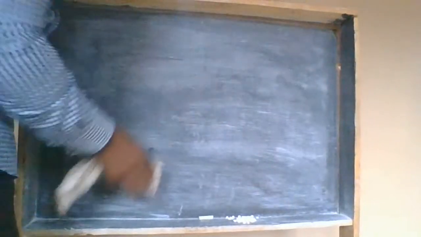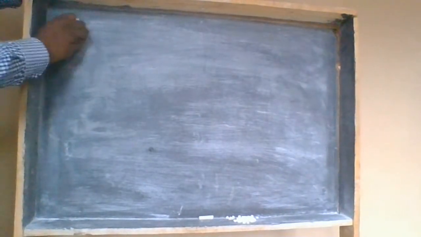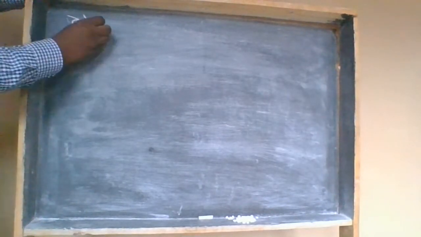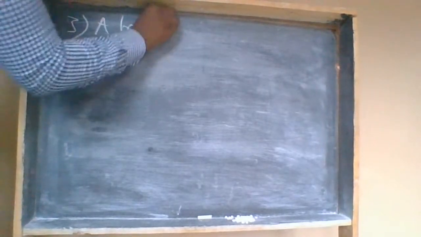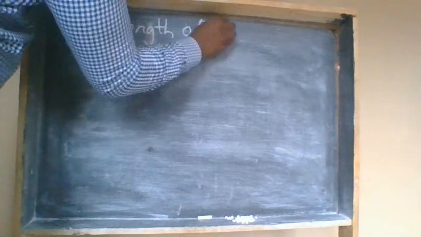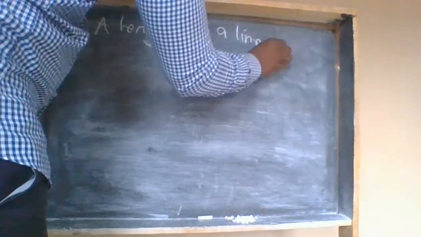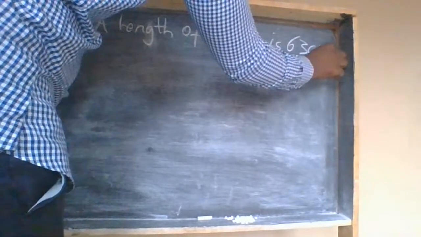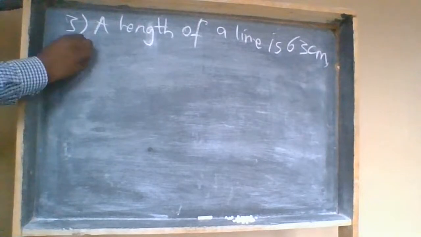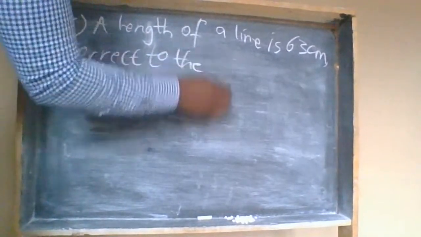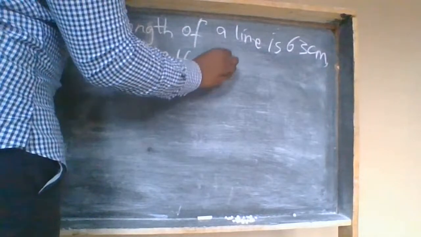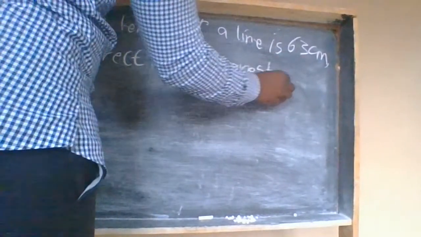Okay, so question 3. It goes like, the length of a line is 63 centimeters, correct to the nearest centimeter.